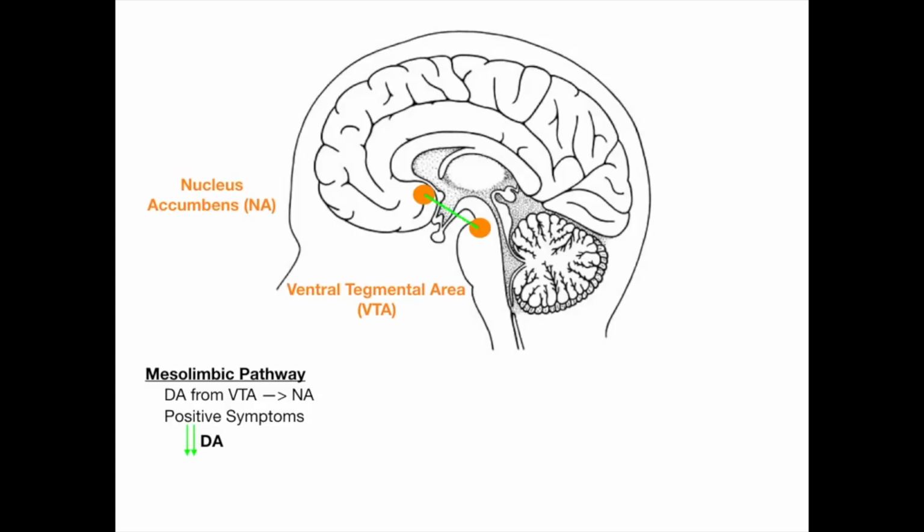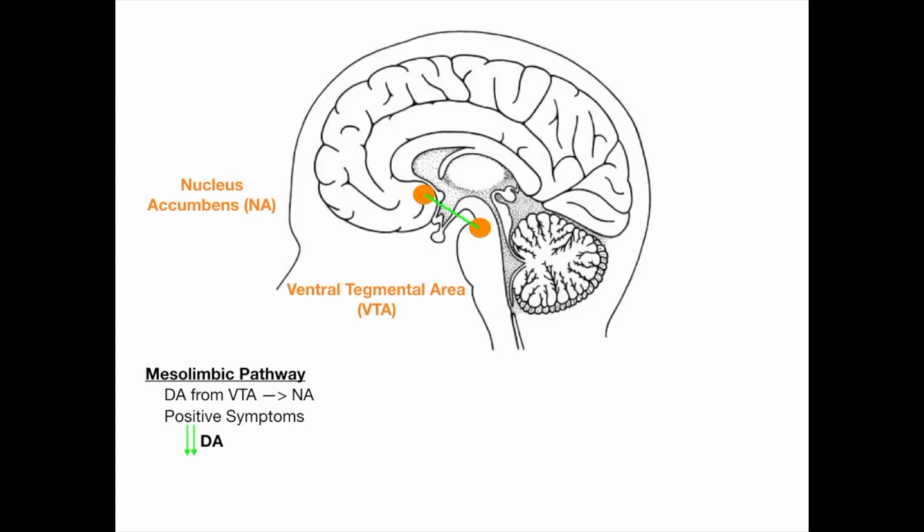So what's high yield? Let's take a step back here. The mesolimbic pathway is the projection from the VTA to the nucleus accumbens via dopaminergic neurons. The mesolimbic pathway is responsible for the positive symptoms of schizophrenia, and this is due to an increased level of dopamine. Antipsychotics treat positive symptoms by decreasing the amount of dopamine that's released in the mesolimbic pathway. So all that stuff I just said is very, very high yield.